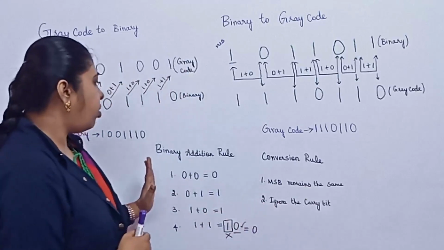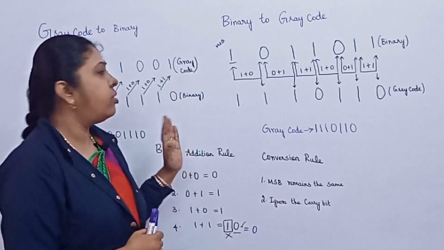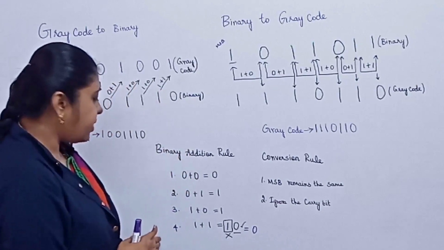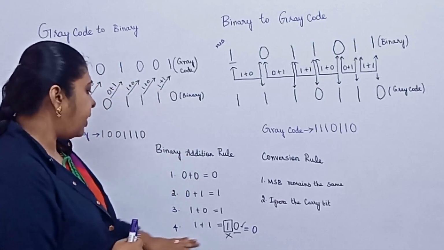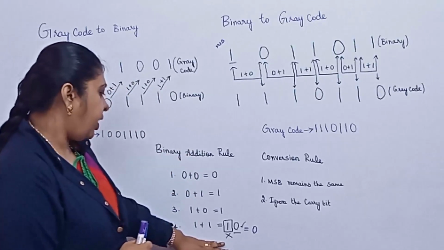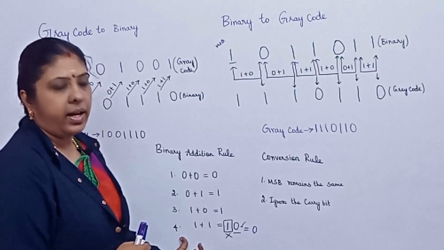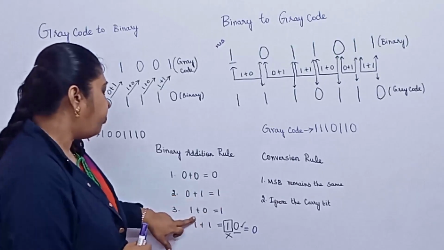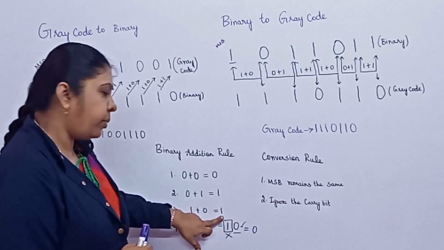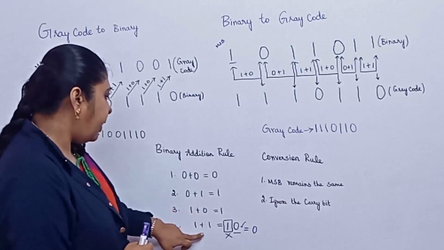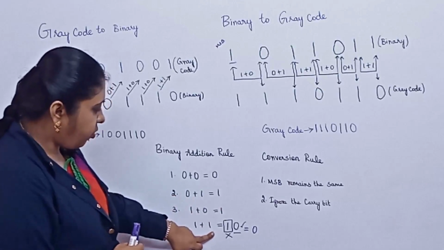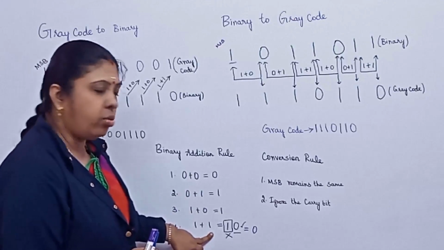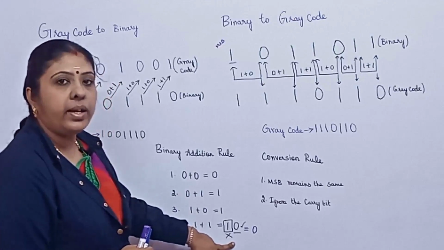Now we want to know about the basic binary addition rules before starting into the example. Here we have four rules, that is, the 4 combinations that will occur during binary addition. So for 0 plus 0, it is 0. 0 plus 1, it is 1. For 1 plus 0, it is 1. And in the fourth point, 1 plus 1 is represented as 1, 0. That is, 1 plus 1 when added gives 2, and 2 can be represented in binary as 1, 0.